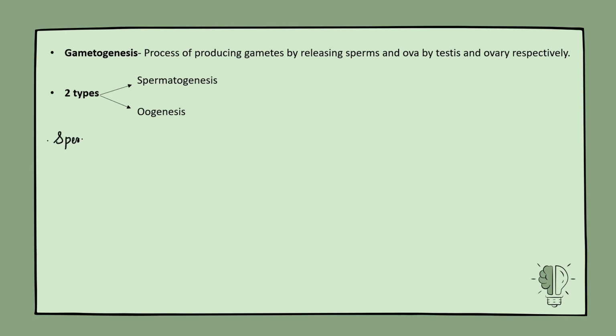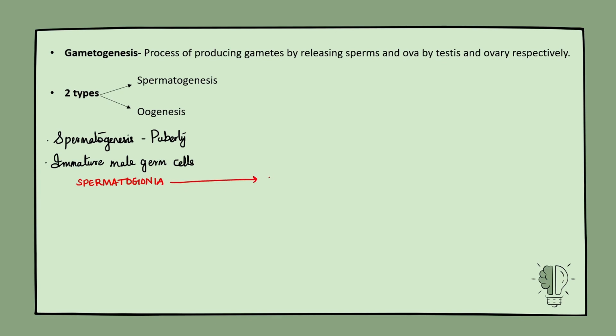The process of spermatogenesis begins at the puberty. At the puberty, within the testes, there are immature male germ cells, which are called spermatogonia, and these spermatogonia produce sperms, and this process is called spermatogenesis.